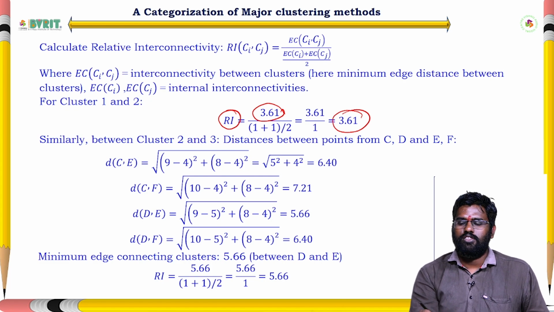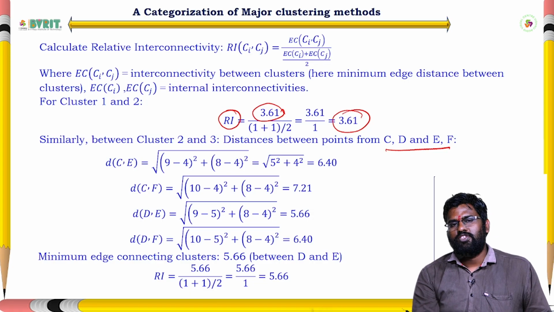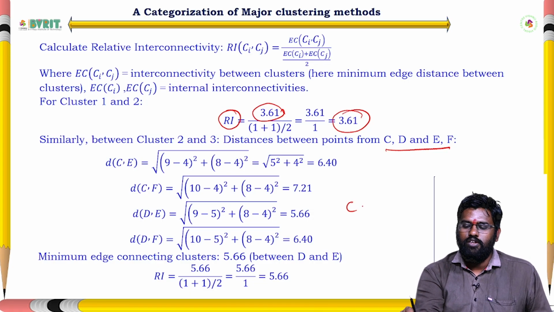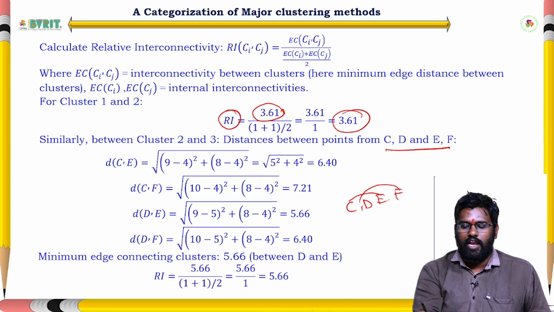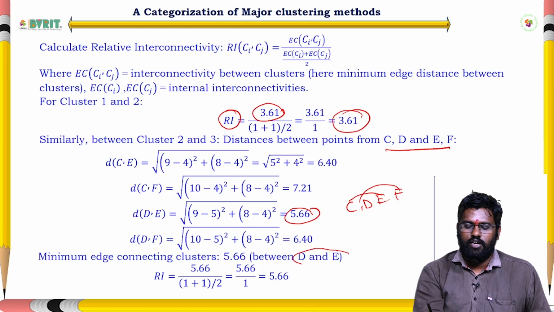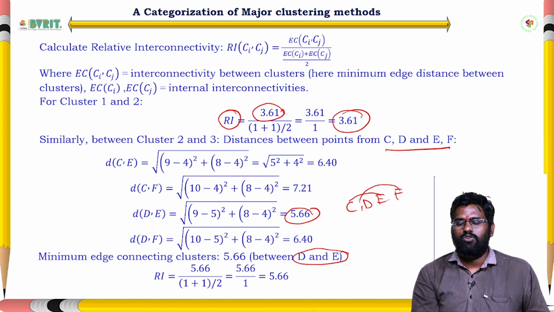Next, cluster 2 and cluster 3, that means CD and EF. We need to calculate the Euclidean distances between CD and EF, that is CD to E and CD to F. Like this we calculate C to E, C to F and D to E, D to F. In that way the minimum value we find is 5.66. Now we need to connect the relative interconnectivity between D and E. So 5.66 divided by the total of 2 points, 1 by 2. So that value is 5.66.